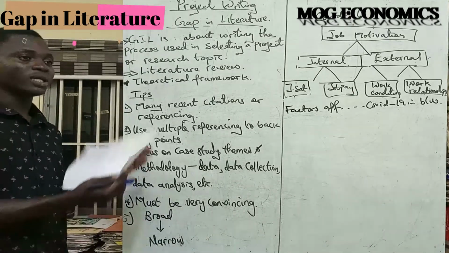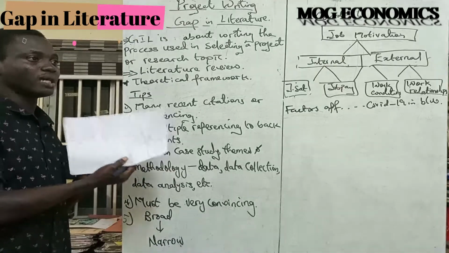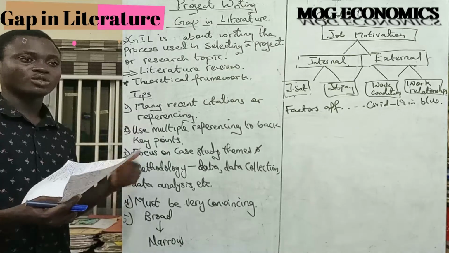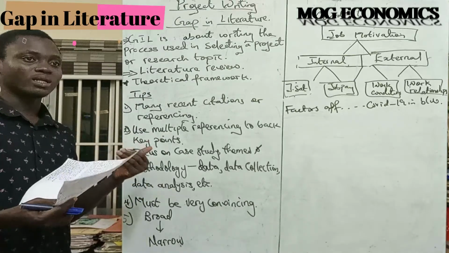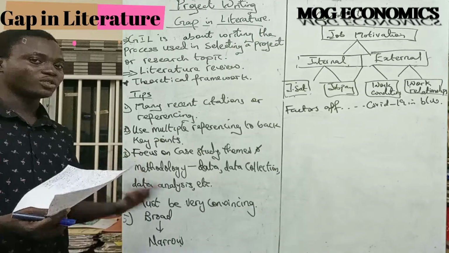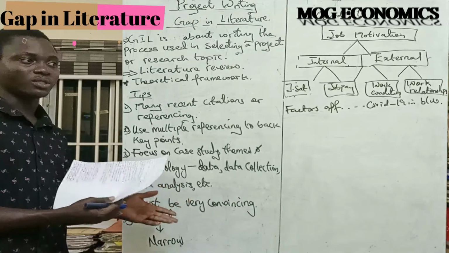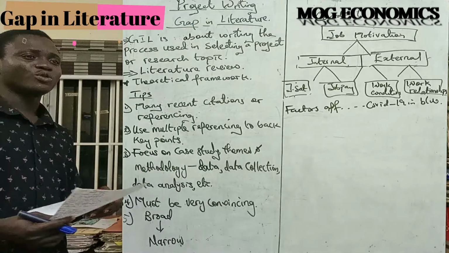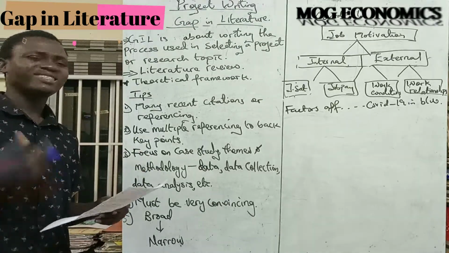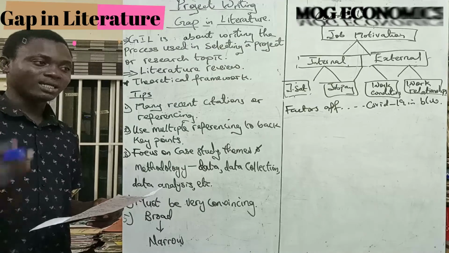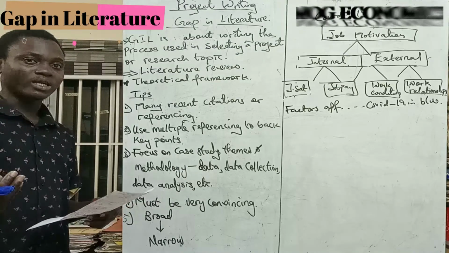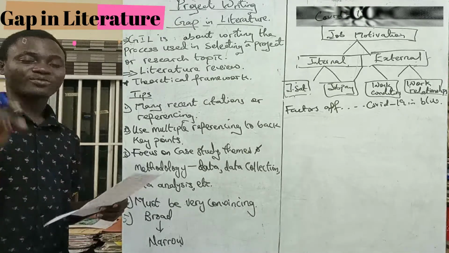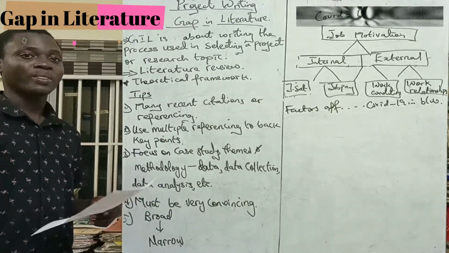Number two, you need to use multiple references to back up key points. What I mean is, your gap in literature section is showing your supervisor how well you've consulted different studies in coming up with your research. So if you are trying to say that there is a gap in literature in this particular area, you need to show that you've consulted several journals, several studies, so be sure that indeed no other study has filled this particular gap. Do you understand?